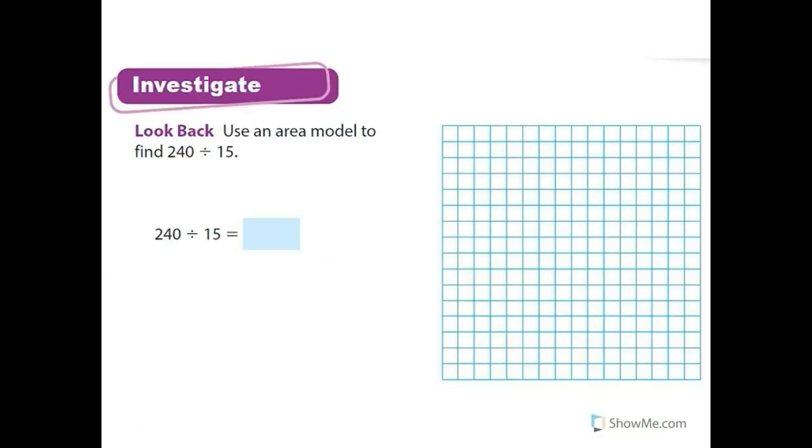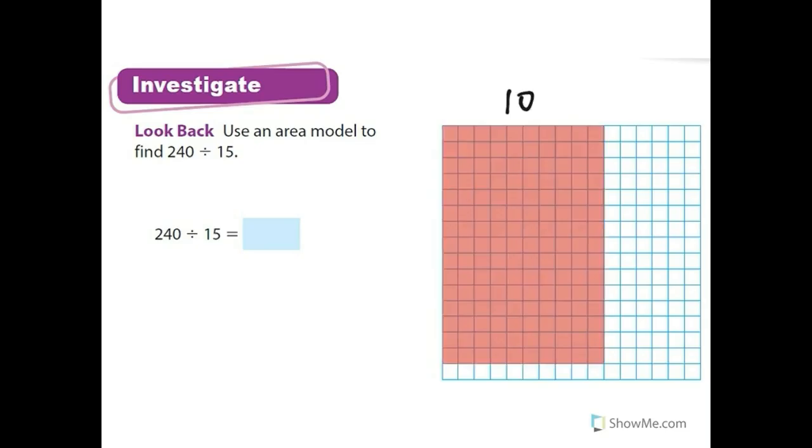We're going to use an area model to find 240 divided by 15. Well, if I think of 15 times 10, it would be 150, right? And 15 times 2 would be 30, so 15 times 20 would be 300. That would be too much. So I'm going to put 10 in here. That makes this 150, because it's 10 by 15.